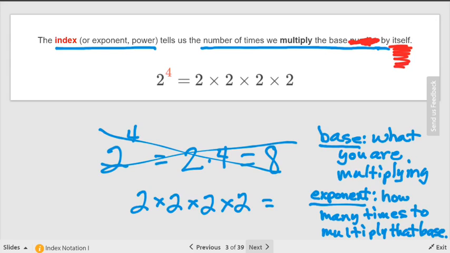So the base tells you what you're multiplying. The exponent tells you how many times to multiply that base. And it's only the base if the exponent is touching it, right up against it, right? Does the base always have to be a number? No. Good job, guys. All right, everybody got that?